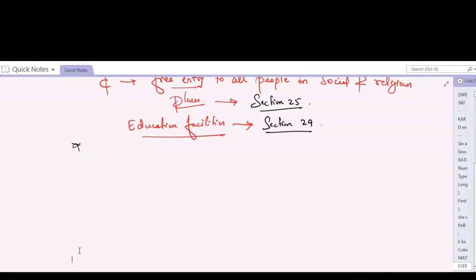Next question. What are the reasons for social inequality? These all questions carry 3 marks, which I am giving you now. What are the reasons for social inequality? Next question. How does gender discrimination take place?